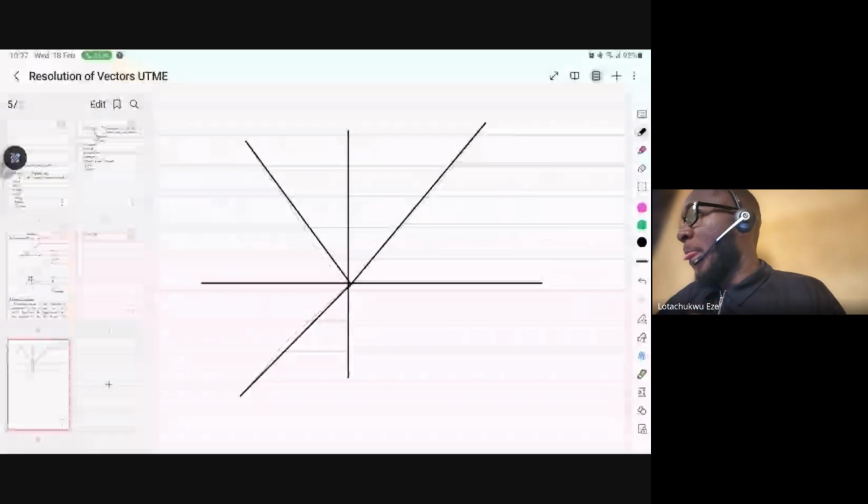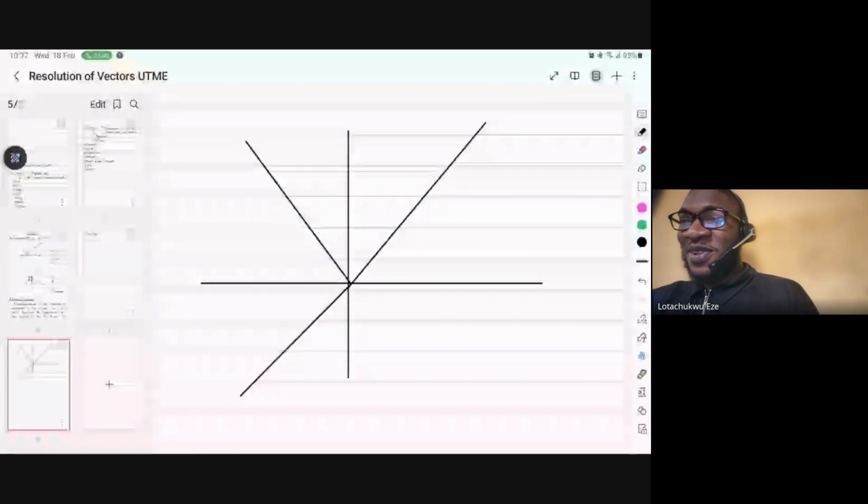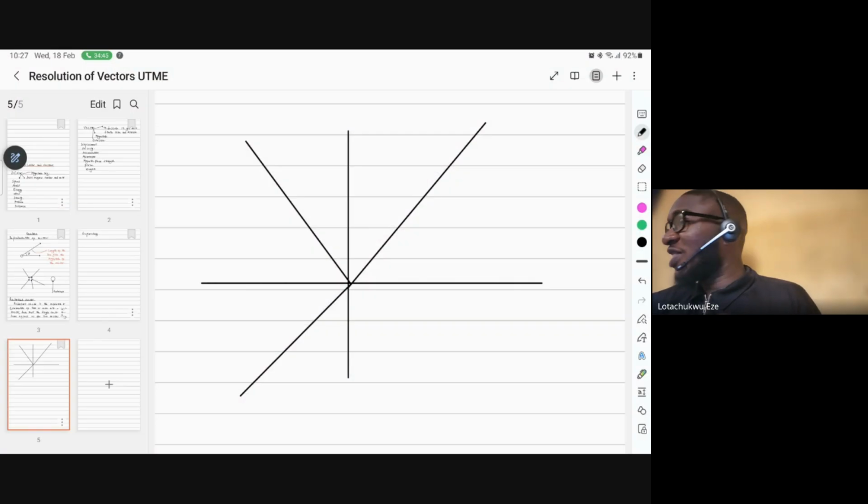How many of us can still remember this? If you can still remember it, can you give me a thumbs up? When you did something like this in secondary school, some of you had to copy somebody. All right, so that's the resolution of your vector. Thank you to those who didn't give me a thumbs up, it means you didn't do it in school.